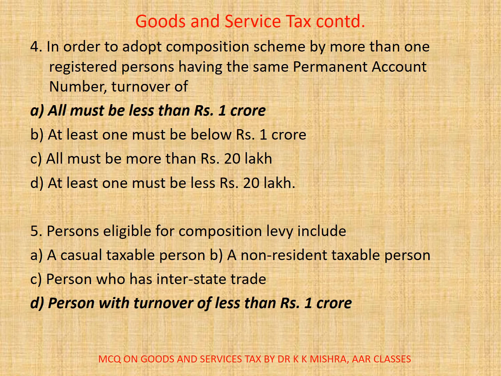5. Persons eligible for composition levy include: A. A casual taxable person, B. A non-resident taxable person, C. Person who has interstate trade, D. Person with turnover of less than rupees 1 crore. Here correct option is D, person with turnover of less than rupees 1 crore.